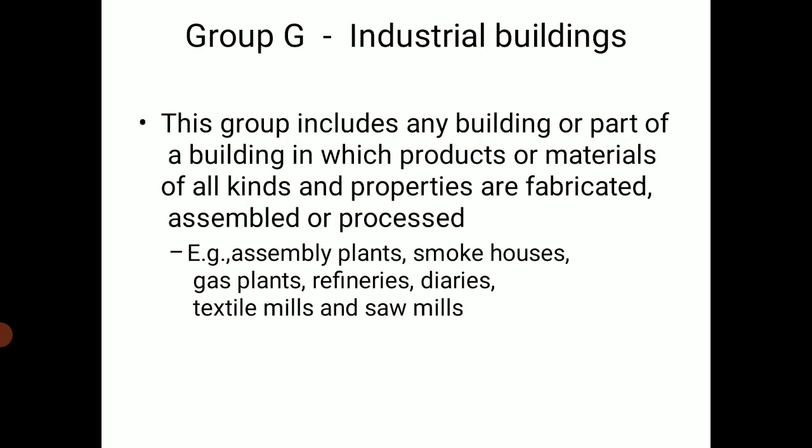Then industrial buildings means any building or part of a building in which products or materials of all kinds and properties are fabricated, assembled, or processed. Okay, so for any of these purposes, the kind of building is said to be an industrial building. Examples include refineries, assembly plants, dry cleaning plants, laundries, laboratories, then sawmills, textile mills, etc. So all these are examples of industrial buildings.